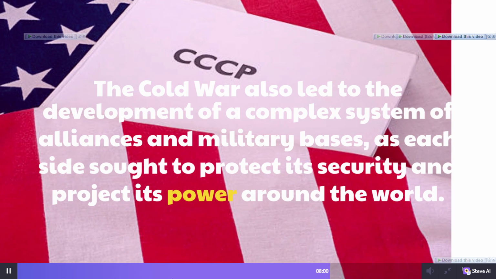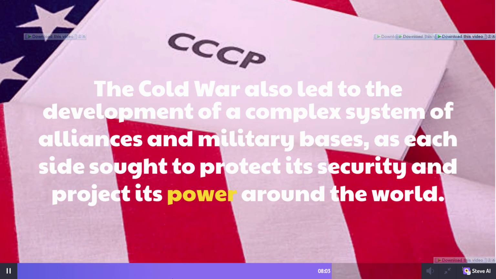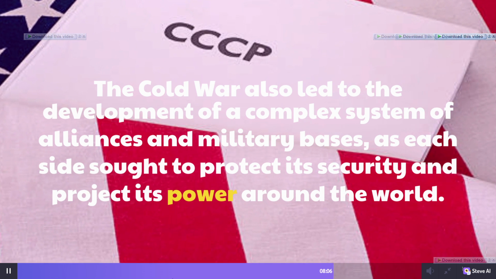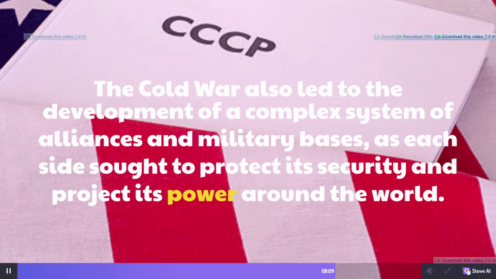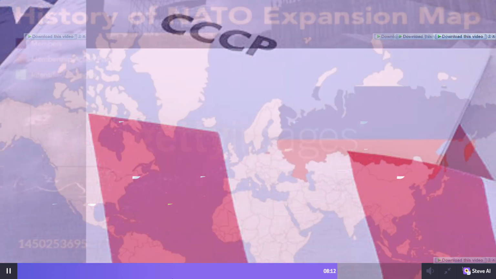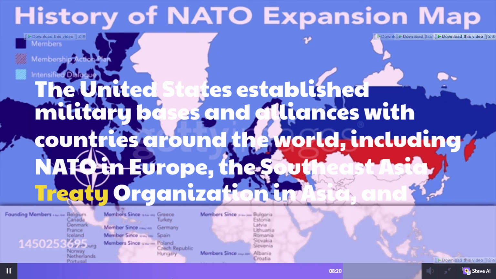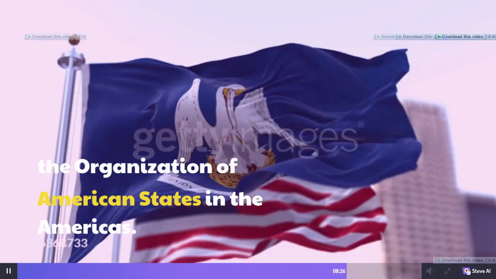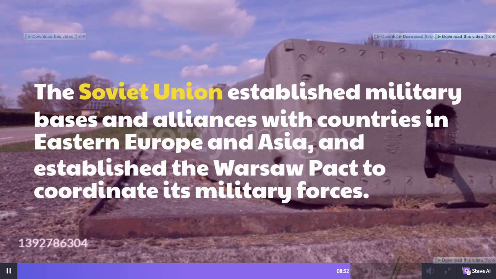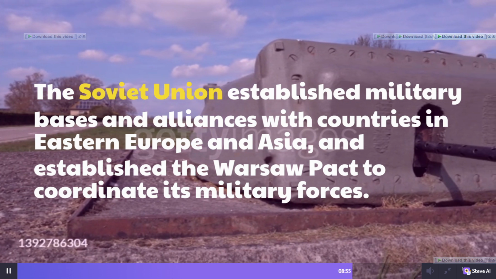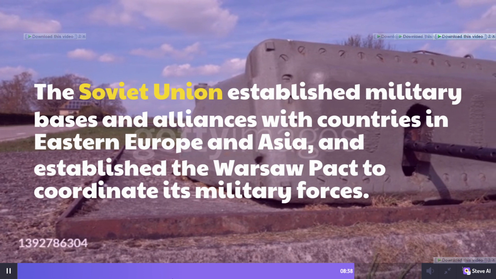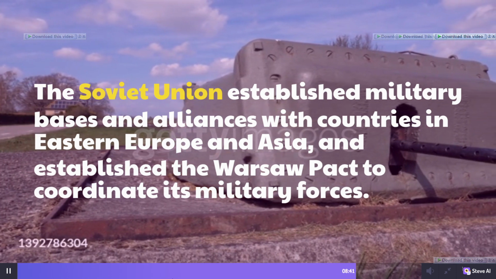The Cold War also led to the development of a complex system of alliances and military bases, as each side sought to protect its security and project its power around the world. The United States established military bases and alliances with countries around the world, including NATO in Europe, the Southeast Asia Treaty Organization in Asia, and the Organization of American States in the Americas. The Soviet Union established military bases and alliances with countries in Eastern Europe and Asia, and established the Warsaw Pact to coordinate its military forces.